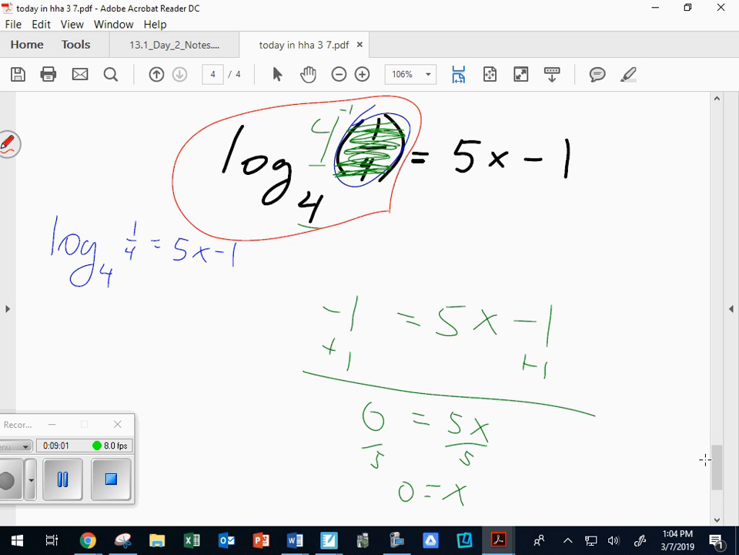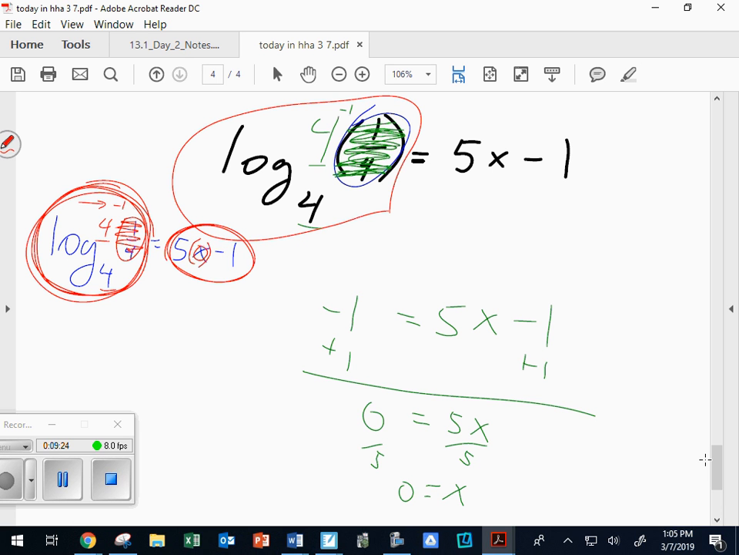If x really is 0, then this whole side is -1. And wait a minute, didn't I figure out before that that was equal to -1? So it worked. If you forgot how this was equal to -1, it's because this was 4 to the -1. And that meant the bases were the same, so the answer is the exponent, and it looked like it worked.